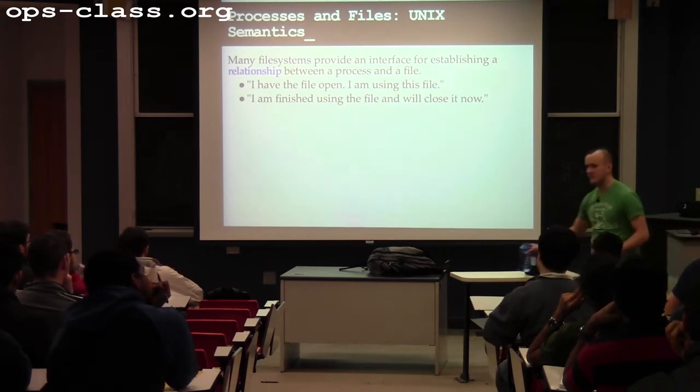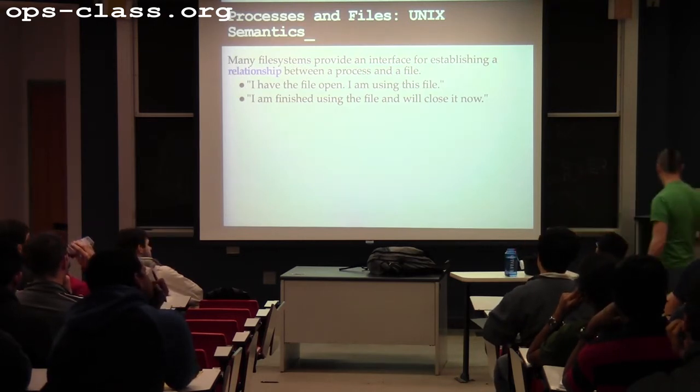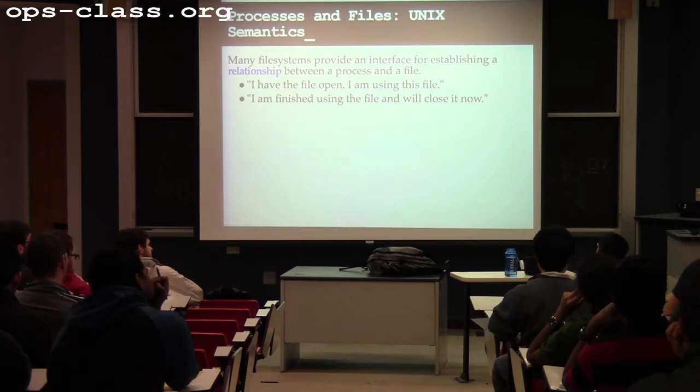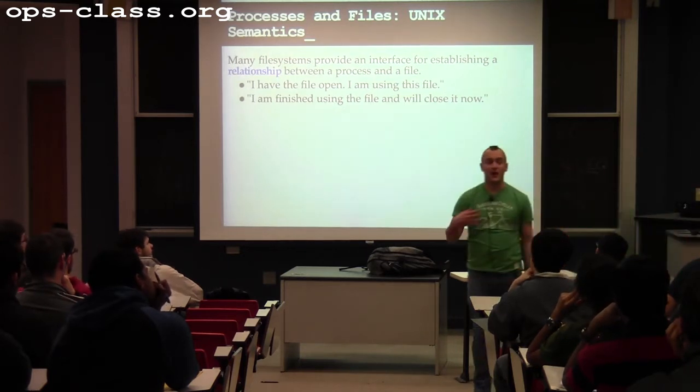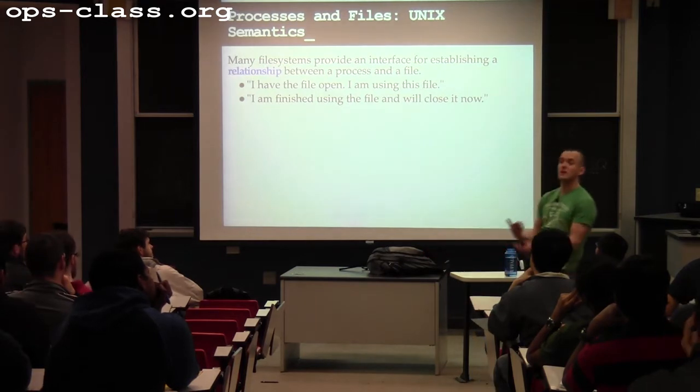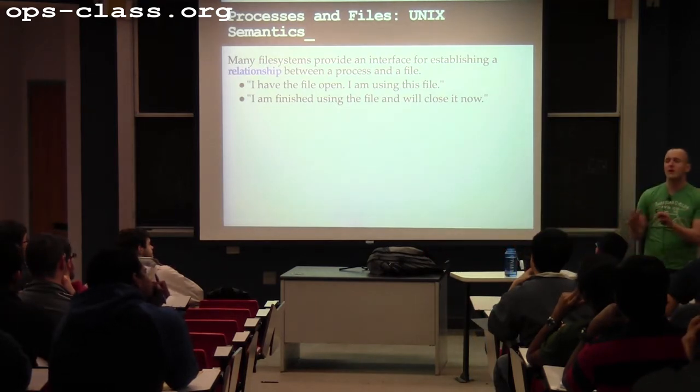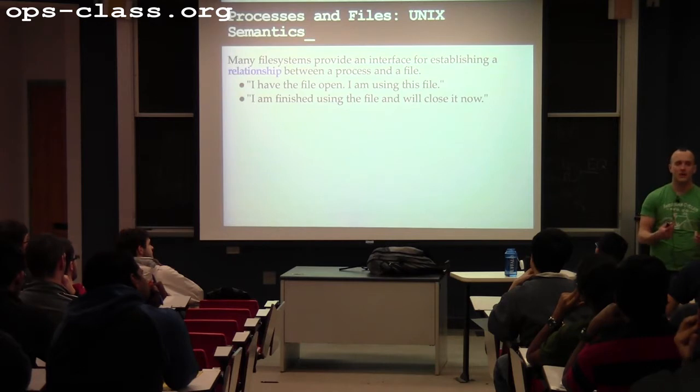So, if two processes open, let's put it this way. Do the Unix file system semantics guarantee that two processes that are trying to use the same file are going to end up with good results? No, it doesn't. It makes some guarantees about how their writes will arrive at the file, right? That they won't be interleaved with each other. But it makes no guarantees about how those processes use the file.